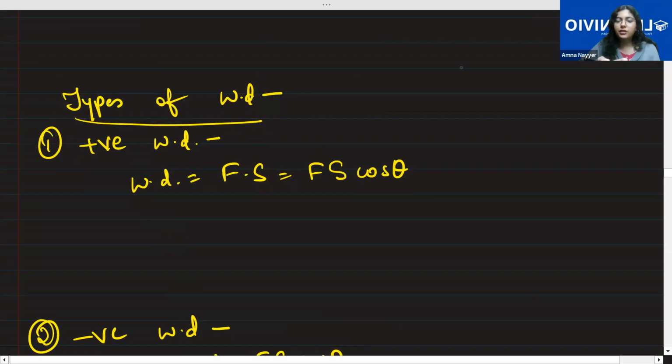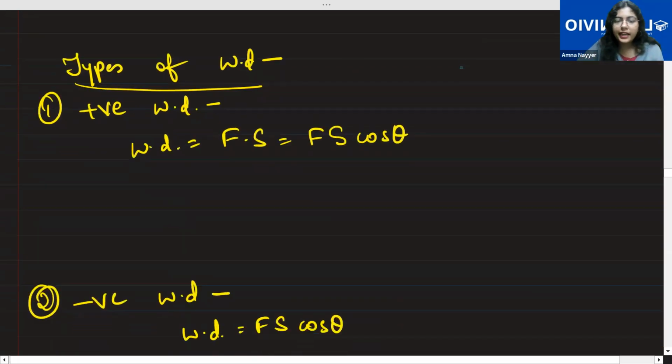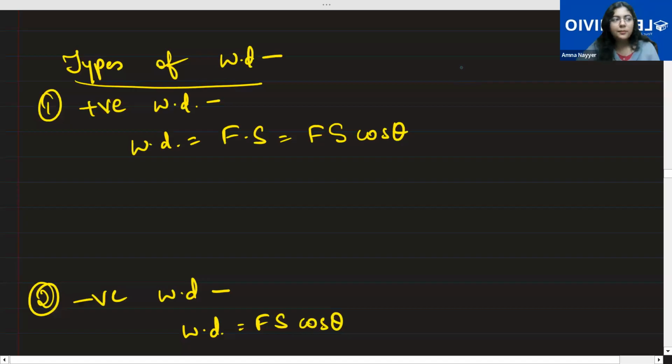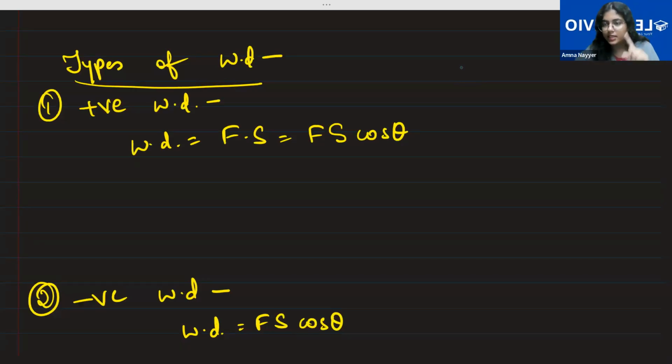See the types of work done. There are three types of work done: positive, negative, and zero. See, work done is a scalar quantity. So negative work done doesn't mean the direction is opposite. Negative work done just describes the angle between the two quantities, the force and the displacement. Remember, work done will always be scalar.